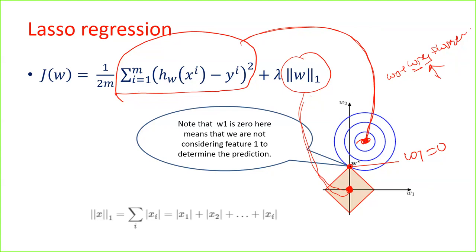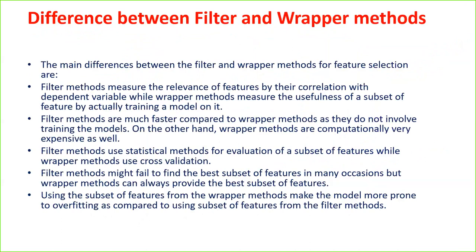Yes. Okay. So feature selection can be done in one of three possible ways: filter approaches, wrapper approaches, and embedded approaches. What is the difference between filter and wrapper approaches? In the case of filter approaches, we measure the relevance of the features by their correlation with the dependent variable, while in wrapper methods, we measure the usefulness of a subset of the features by actually training a model on it. So in filter approaches, we select the subset of features independent of the machine learning algorithm, whereas in wrapper approaches, we select the subset of features that maximizes the learning algorithm's performance. It means we are actually training the model on that subset, right?